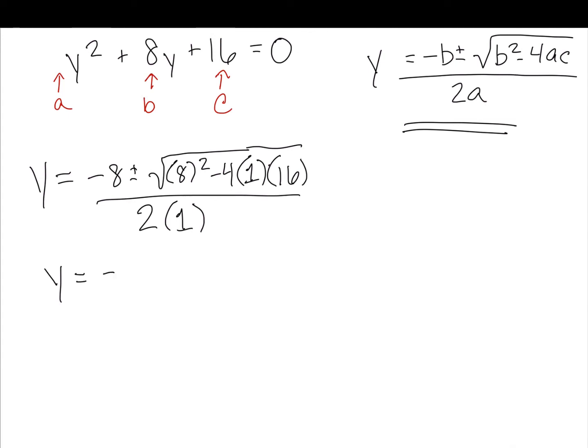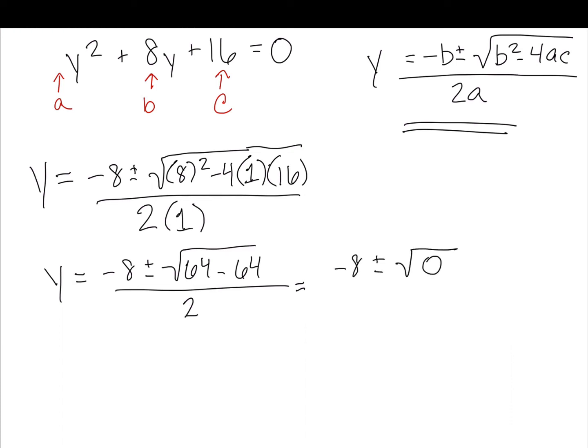So now we go on to solve this. Negative 8 plus or minus the square root of 8 squared is 64, minus 4 times 1 times 16 is 64, all over 2 times 1 is 2. So y is equal to negative 8 plus or minus the square root of 0, 64 minus 64 is 0, all over 2. So negative 8, and the square root of 0 is 0. So negative 8 plus 0 and negative 8 minus 0 is the same number, so we'll only end up with one answer in this case. Negative 8 over 2 is negative 4. So our answer is that y is equal to negative 4.